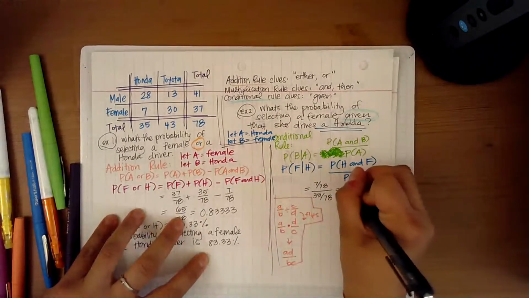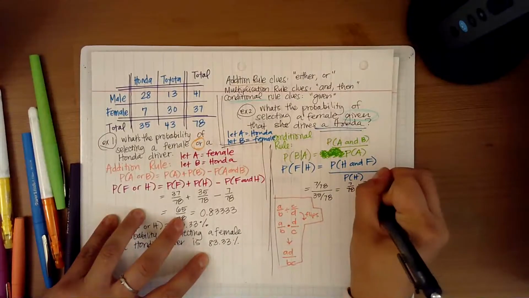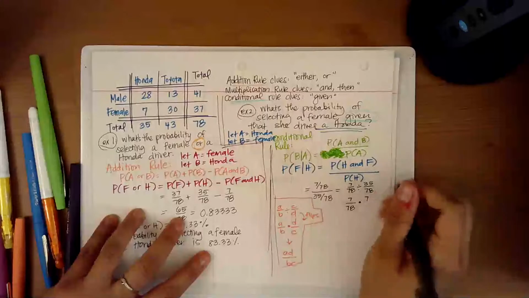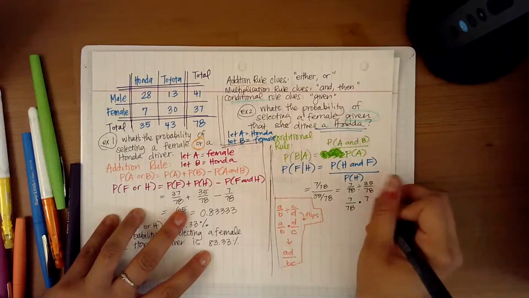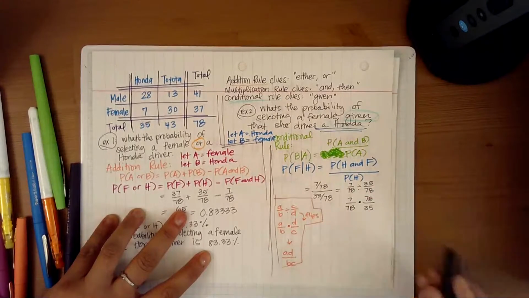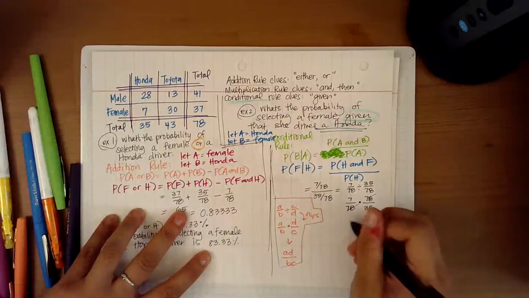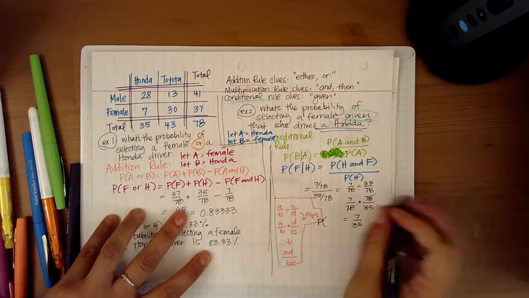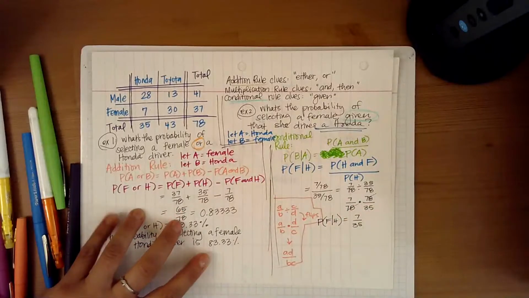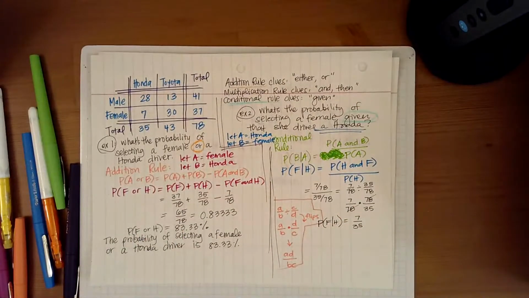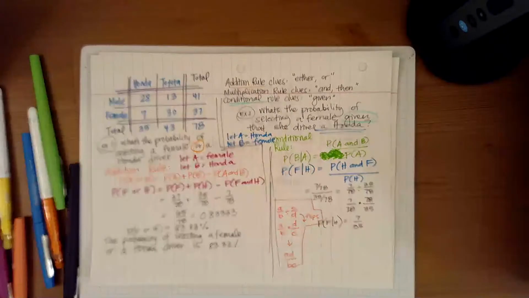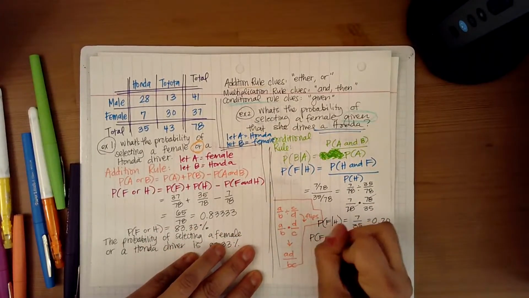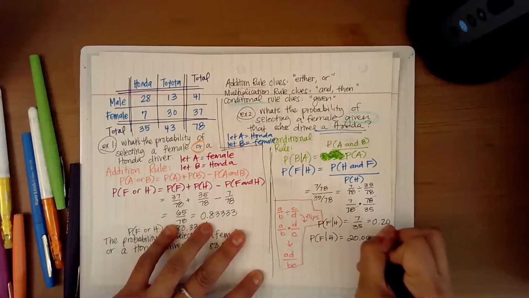So this is equivalent to 7 over 78 divided by 35 over 78. Again, the first fraction stays as is. Division turns into multiplication, and the second fraction flips, which means I have 78 over 35. And top times top, bottom times bottom means I am left with 7 out of 35. So the probability of choosing a female given that she drives a Honda is 7 out of 35. That gives me 0.20. So the probability of choosing a female given that she drives a Honda is 20.0%.